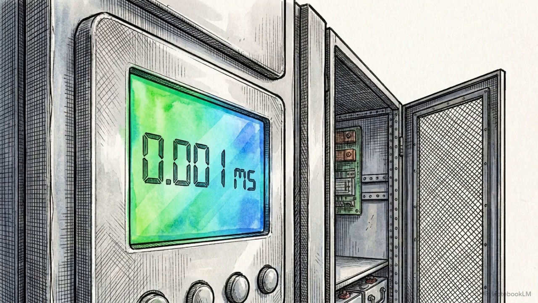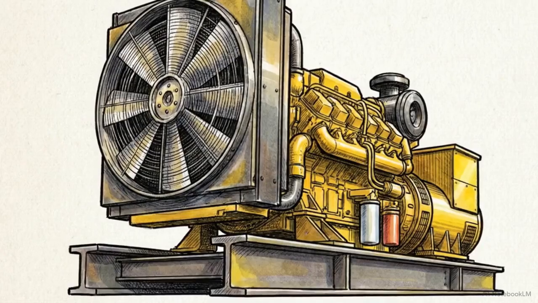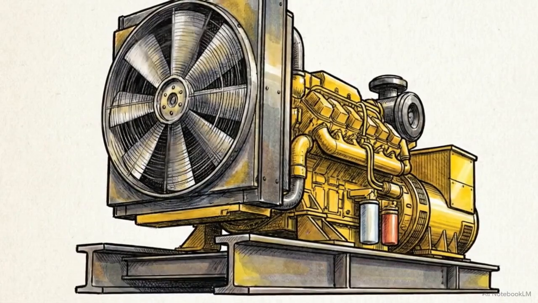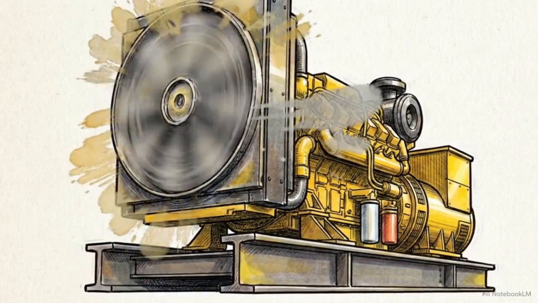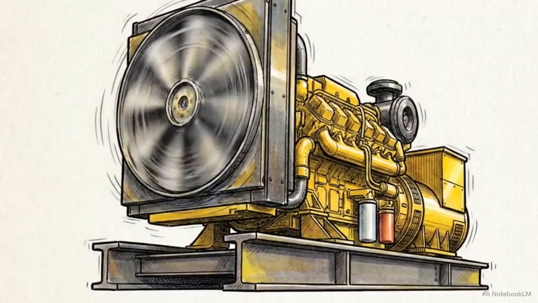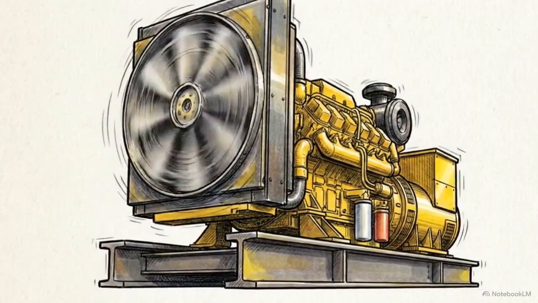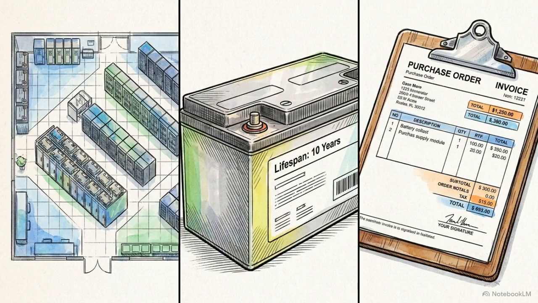The second role is serving as a time bridge. The battery bank provides critical millisecond power to keep servers alive during an outage, while massive backup generators physically spool up to speed. Selecting these batteries requires engineers to balance the physical facility footprint, the expected lifespan of the cells, and the initial capital expenditure.